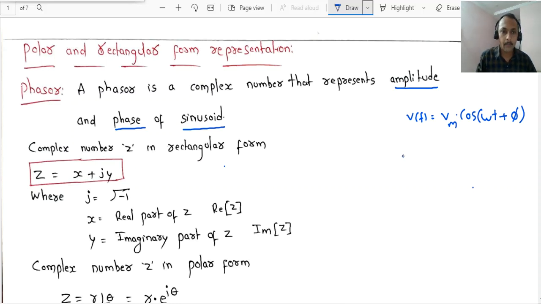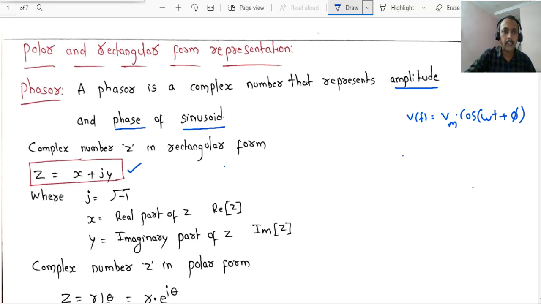Now the complex number, which is a number z, will be in a rectangular form, with which we are already familiar. z equals x plus jy, or in some textbooks or notations they will follow i, x plus iy, right? Where x represents the real part of z, and y is the imaginary part of z.